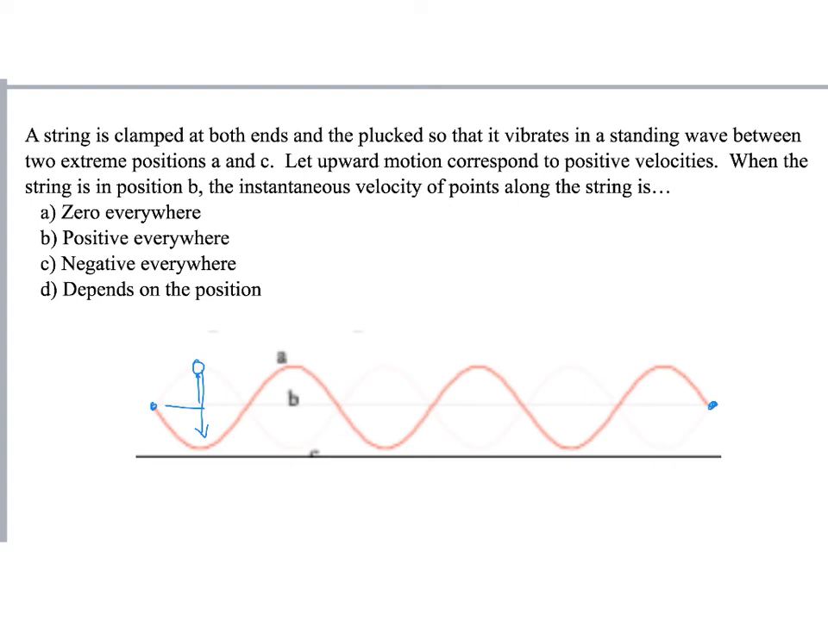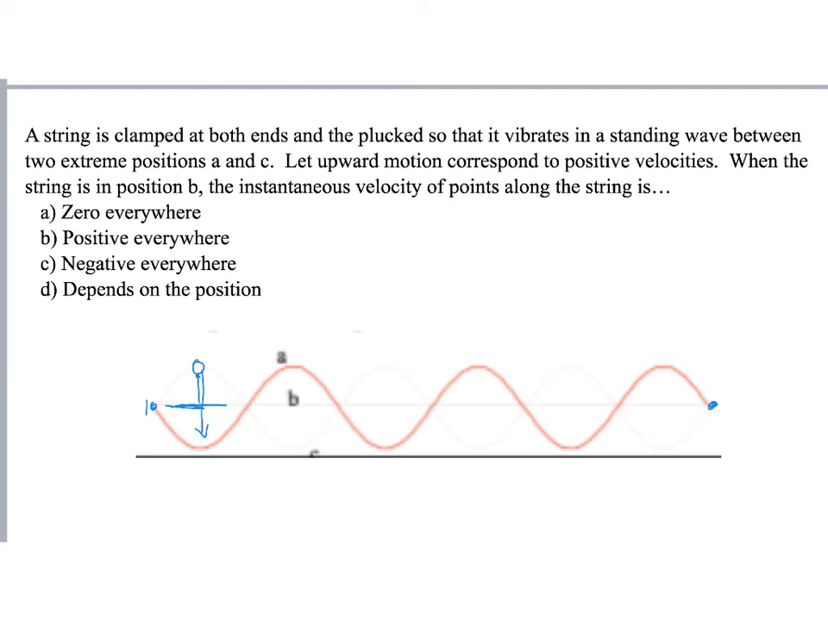When the string is in position B, instantaneous velocity of points along the string is 0 everywhere, positive everywhere, negative everywhere, or depends on the position. Go ahead and pause. And here we go. So we need to figure out what these different things are doing as it passes through this line right here. Okay?